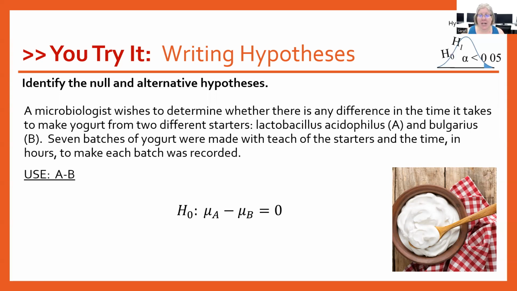And my alternative, it's asking whether there is any difference. So it could be smaller than, it could be bigger than. So we're looking at a two-tailed test here, and our alternative is mu of A minus mu of B does not equal 0, meaning those two means are different.